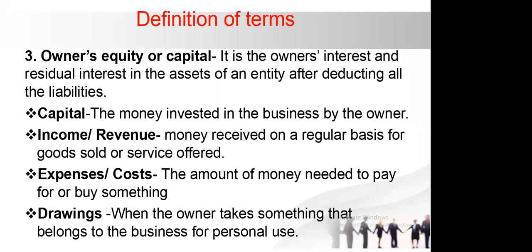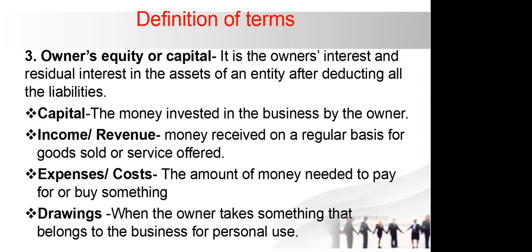The owner's equity is composed of four things. The first thing is the capital. The capital is the money that the owner invests in the business. So you want to start a business, you put your money in the business. That is what we refer to as capital in accounting.